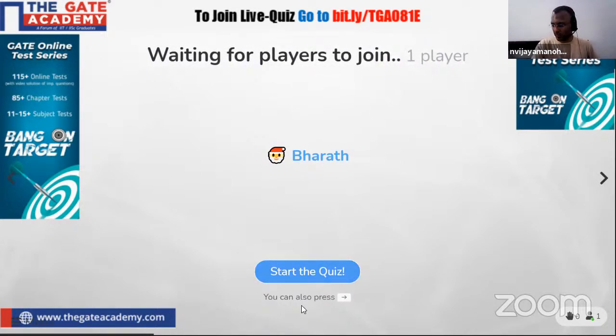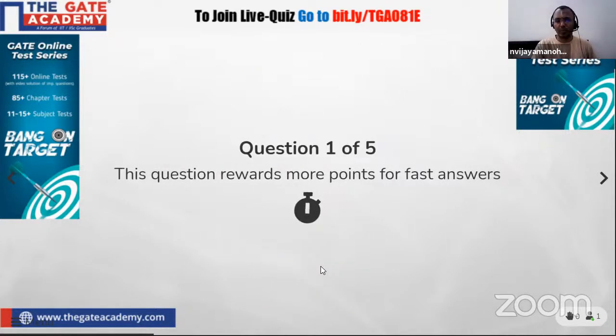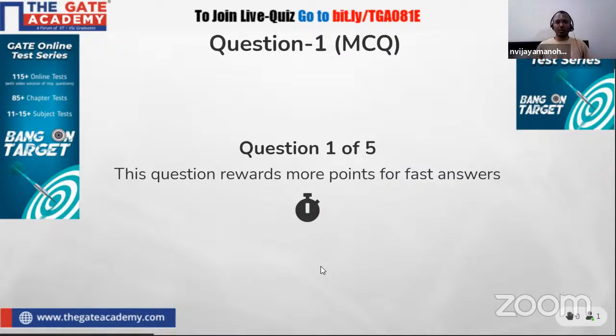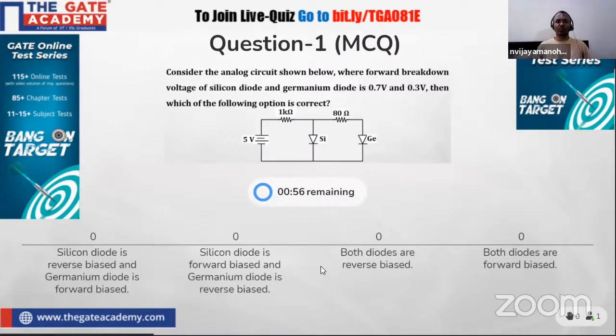Okay, let's start the quiz. Here comes the first question. Consider this analog circuit. There's a silicon diode and a germanium diode. The silicon diode has a forward breakdown of 0.7 volt. The germanium diode has a forward breakdown voltage of 0.3 volt. They are asking which diode is forward biased and which diode is reverse biased. Very straightforward question, isn't it?